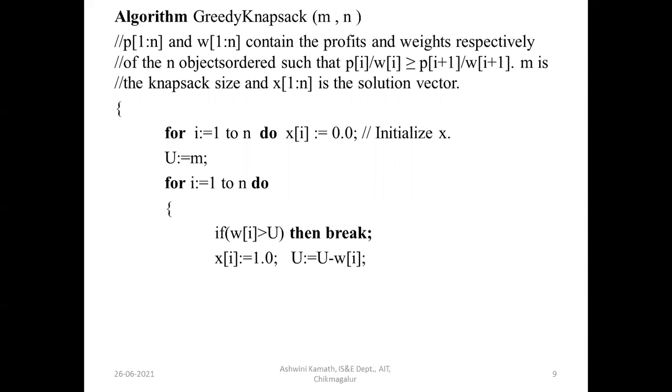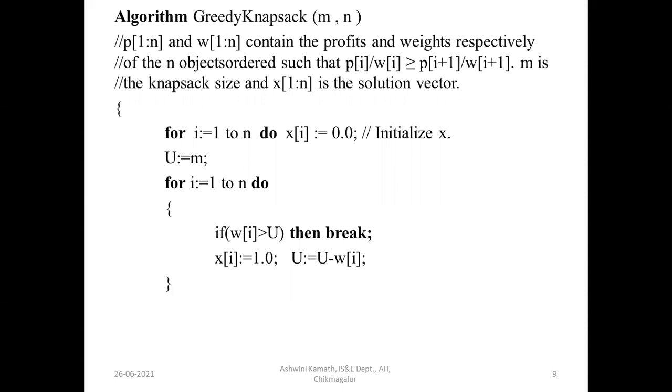So u is equal to u minus W of i. u is 20 initially because the knapsack was empty. According to the problem which we have discussed, the initial capacity of the knapsack was 20, so u is equal to 20. Now, if you have added the first item, for example with 18 kgs, then 20 minus 18, the remaining capacity is 2. So the variable u will hold the remaining capacity of the knapsack after adding an item.